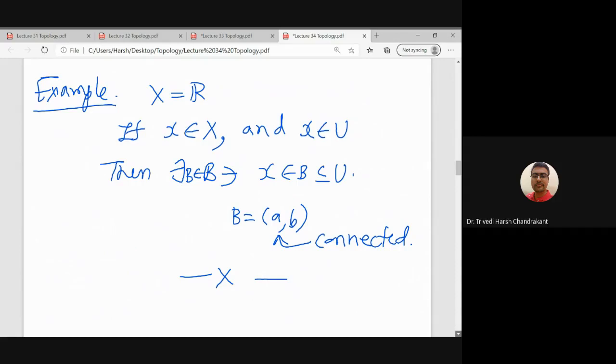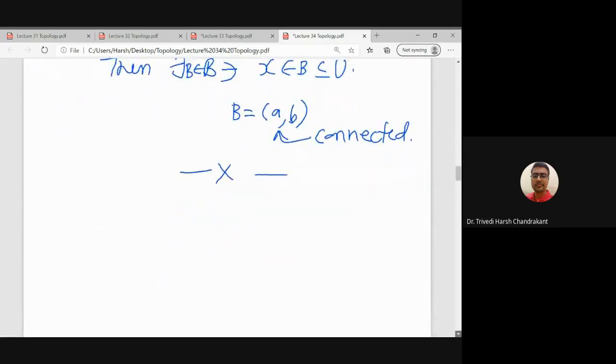The same argument works in R2 also, because if I have any open set containing a point of R2, I can always find an open disk which is contained in that open set, and the open disk in R2 is a connected subset of R2. So let us see some other non-trivial example.